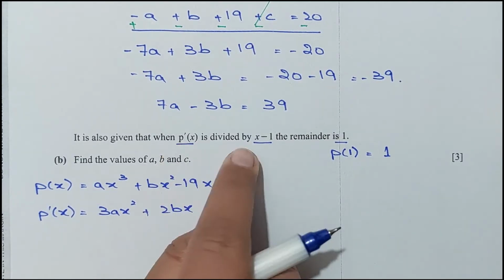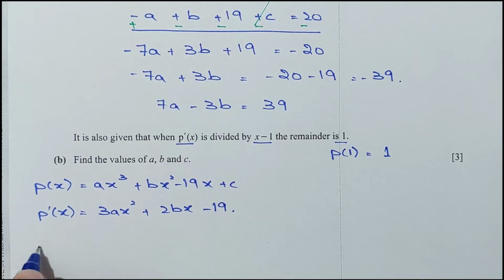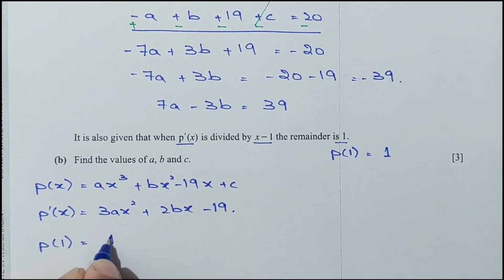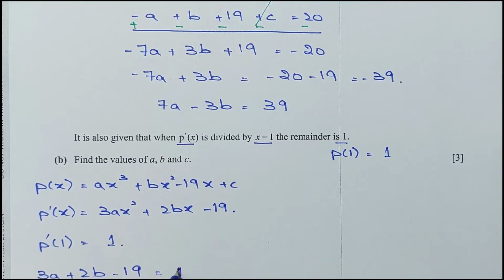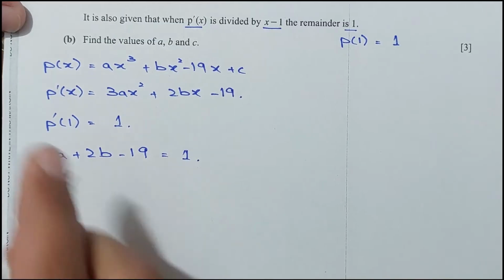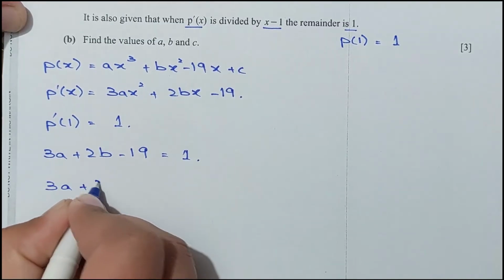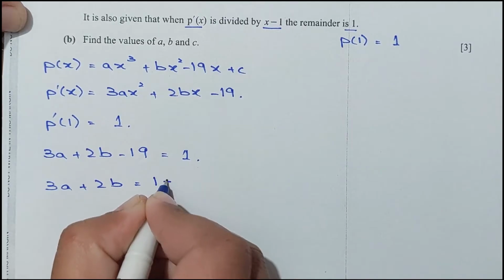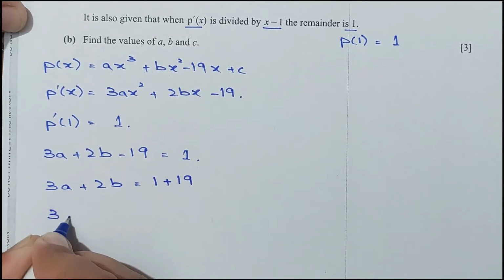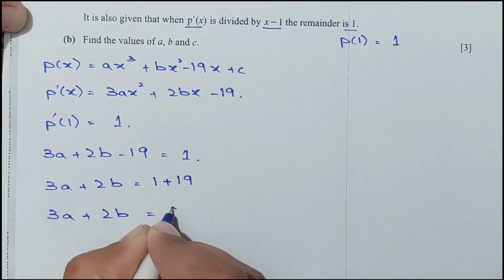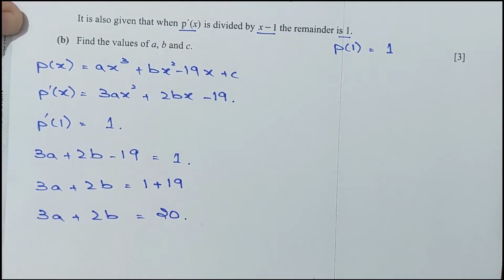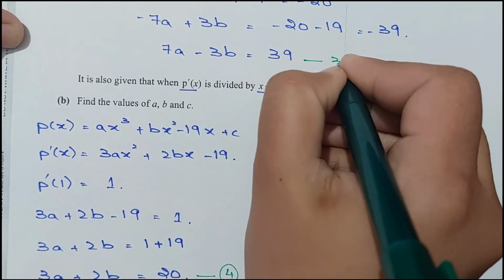Okay, now p prime of x is divided by x minus 1. So it means p prime of 1 should be equal to 1. Just replace x with 1. So this is 3a plus 2b minus 19 equals 1. So the equation becomes 3a plus 2b equals 1 plus 19, that is 20. 3a plus 2b equals 20. Let me name this equation 4 and this one would be equation 3.